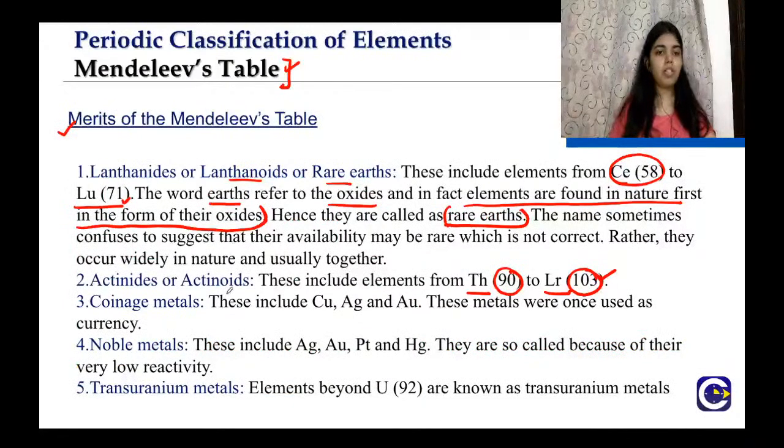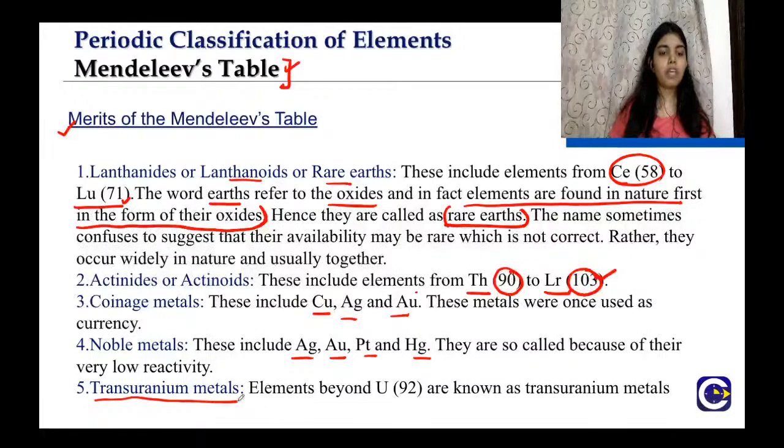Coinage metals were also classified: he was able to position these coinage metals in his periodic table, that is copper, silver and gold. Why are these known as coinage metals? Because they were once used in currency. Noble metals, what are noble metals? Those which do not react, or have very low reactivity. Here, silver, gold, platinum, mercury are the noble metals. So he was also able to place the noble metals in the periodic table.